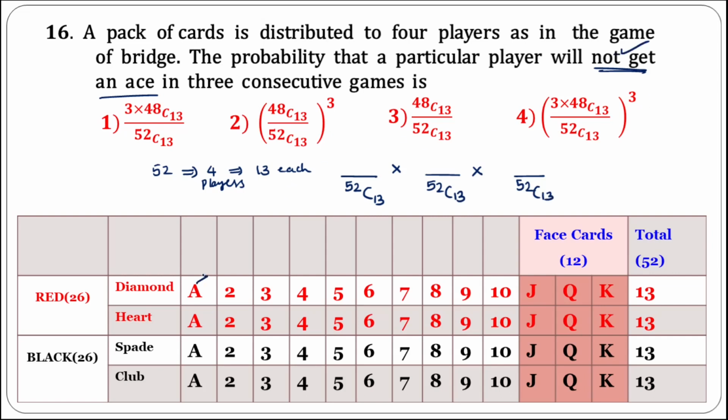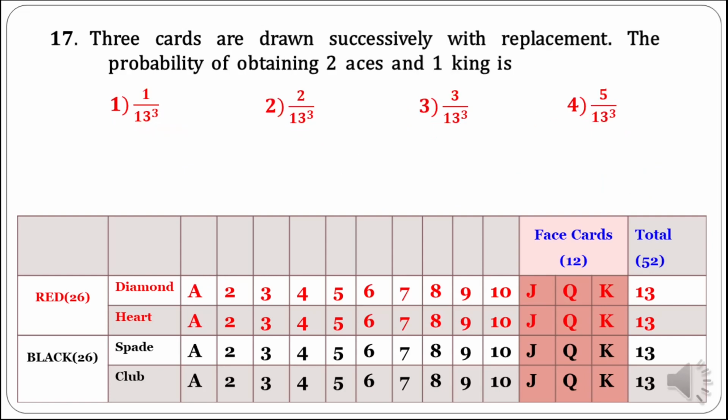How many aces do you have? 4. Except aces, how many cards do you have? 48. You have to give him 13 cards out of 48 only. So 48C13. Next case also same, 48C13. Next case also same, 48C13. So is it not a cube? So 48C13 divided by 52C13 whole cube. Which option? Option 2. Right. Now let's see the next question.